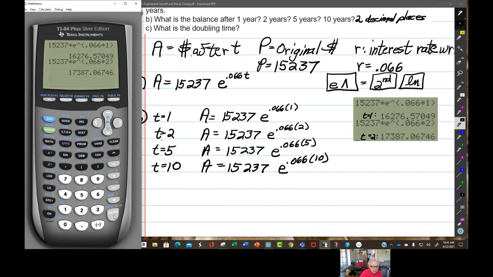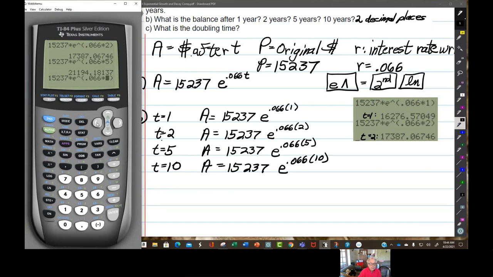Now we're going to go second, enter, and I'm going to go back. And I'm going to change the 2 to a 5. By the time we finish scrolling down, you won't be able to see all of those first entries. That's the reason I'm doing it this way. So now we have 15237 times e caret left parenthesis 0.066 times 5 right parenthesis. There it is right there. And that's for year 5. So that's how much money we have in the bank. $21,194.18.